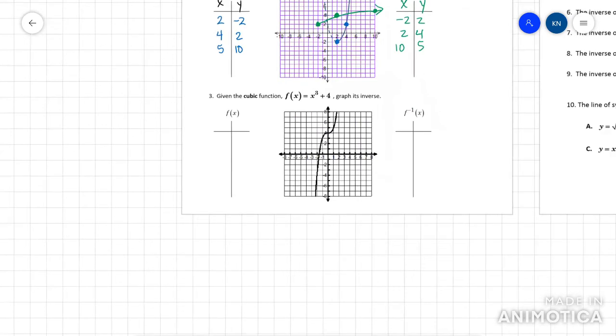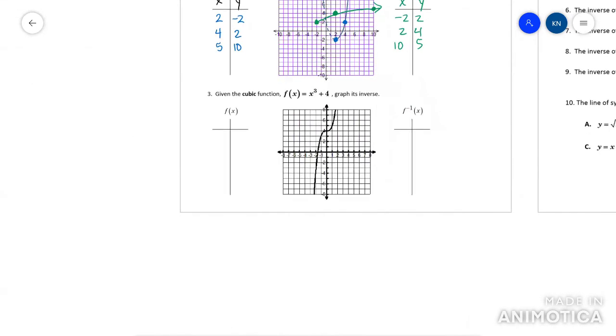Okay, moving right along. They gave us x cubed plus 4. We'll keep it in blue here. Let's take some xy coordinates. So I've got one here at -1, 3. I've got one at 0, 4. And I've got one at 1, 5. You can do more, you can do less. If you know what shape it's going to take, it doesn't really matter. All right, switch those.